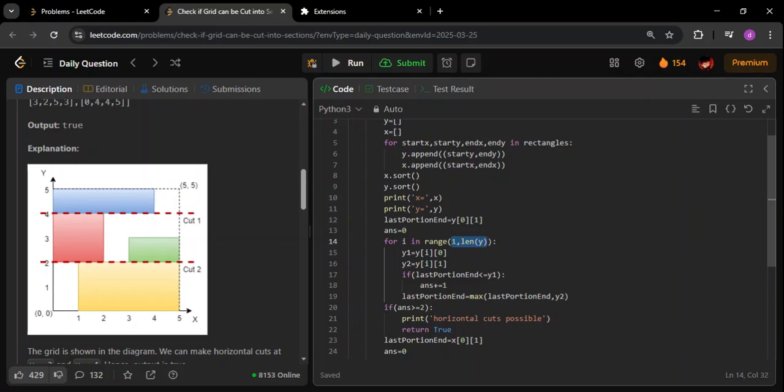For the current index i, for y of i I am taking the start, and for y of i I am taking the end. So y1 is basically the start of that rectangle, and y2 is the end of the rectangle. Both are y coordinates. Remember that.